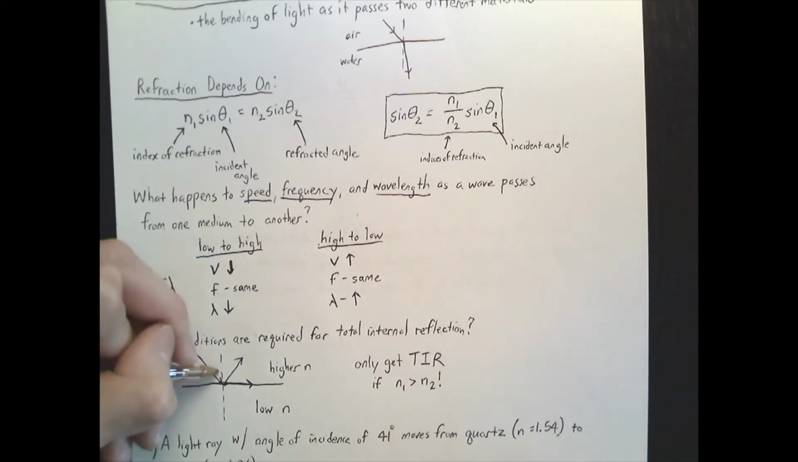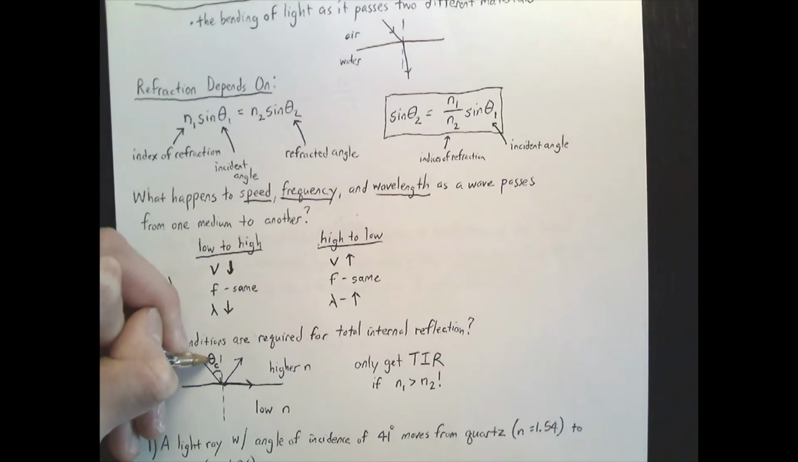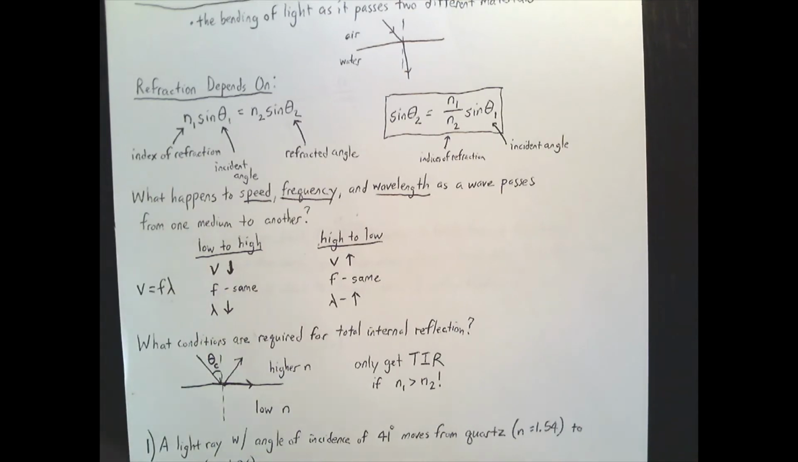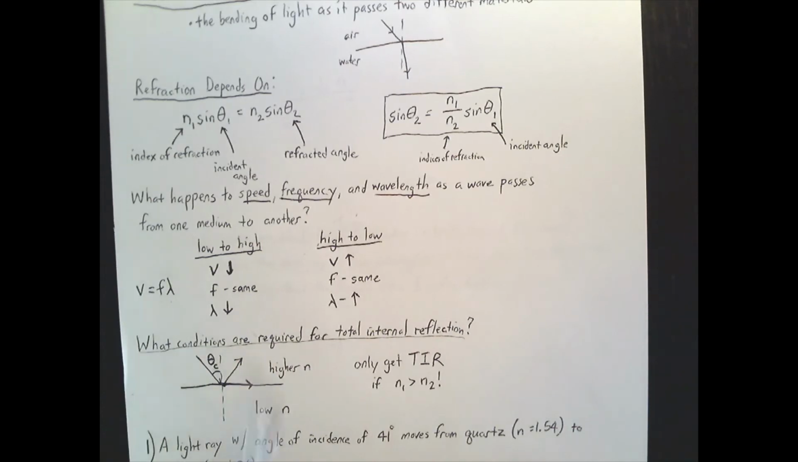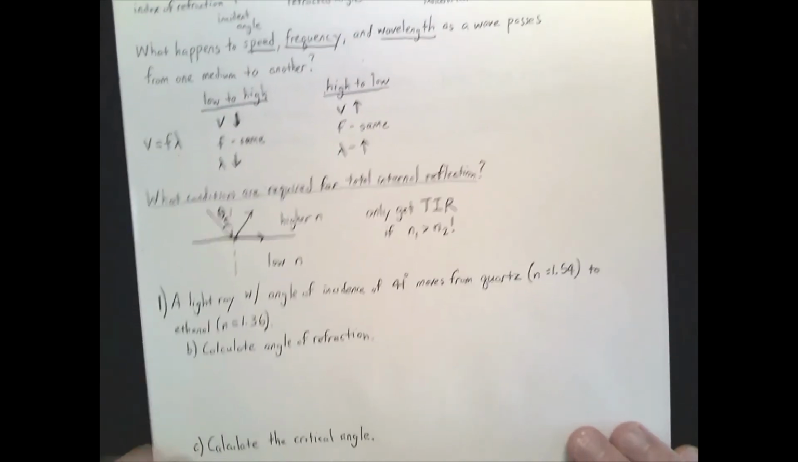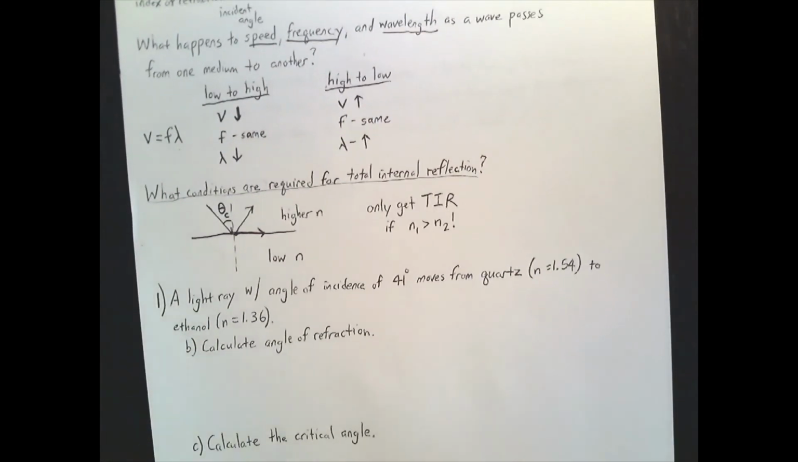You also have to be larger than or equal to a special critical angle, which we'll solve for in just a moment here. So total internal reflection happens only if you go from a higher index of refraction to a lower one. All right, let's actually work out some problems.